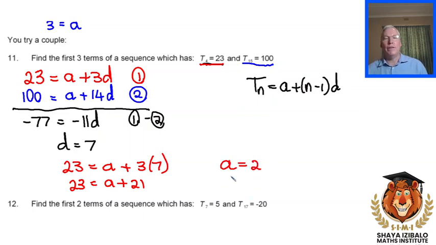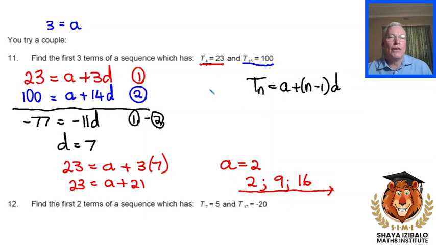When you finish answering a question, a good idea is always to go back and read it and say, have we answered it? No, we're actually not finished, because they ask us for the first 3 terms. The first 3 terms are going to be 2. The next one is 2 plus 7, which is 9. The next one is 9 plus 7, which is 16. If we carry that on, the very next term would be 23, and that's one of the terms.